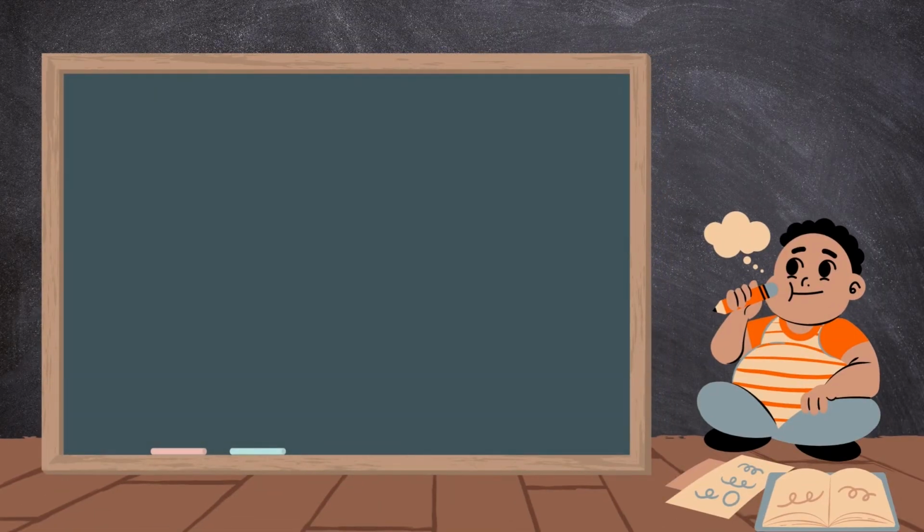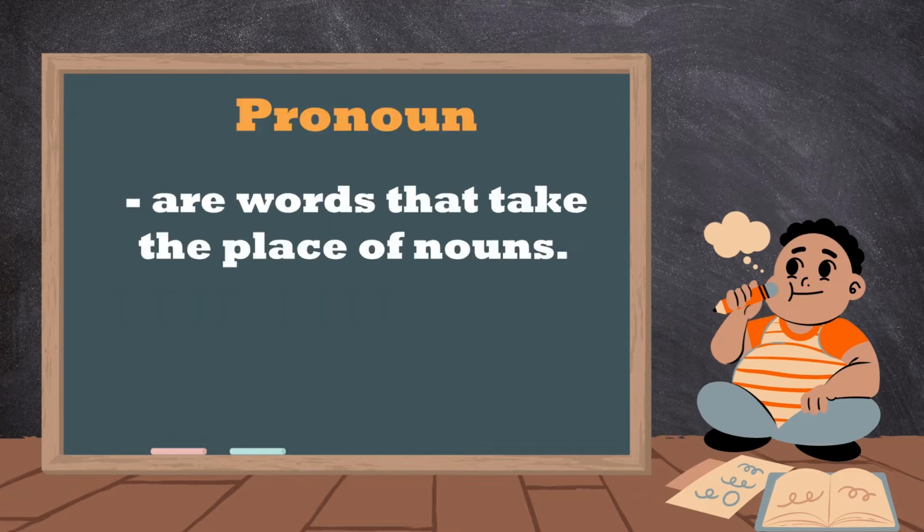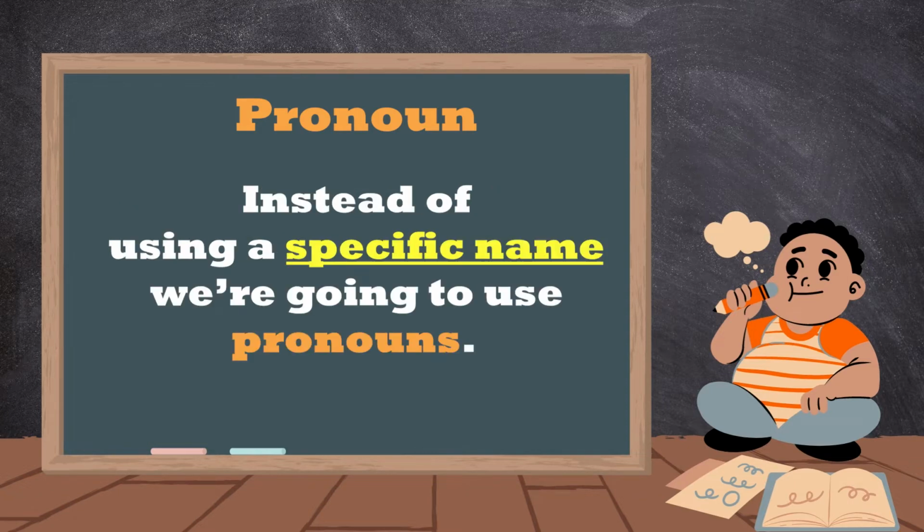Going back, let us review what is noun. Nouns are naming words, and they can be a name of a person, place, animals, and things. So again, pronouns are the ones replacing the nouns. Instead of using a specific name, we're going to use pronouns.